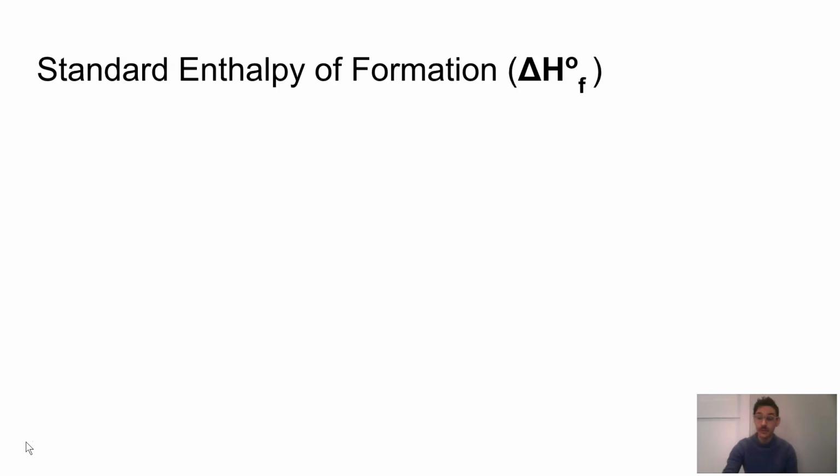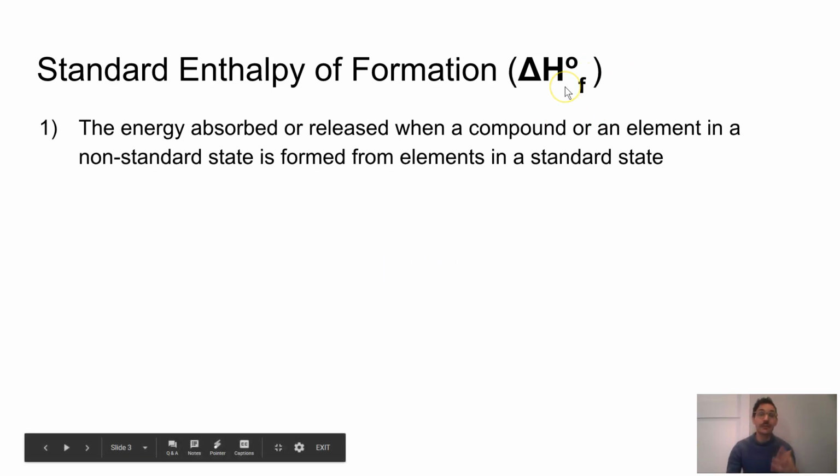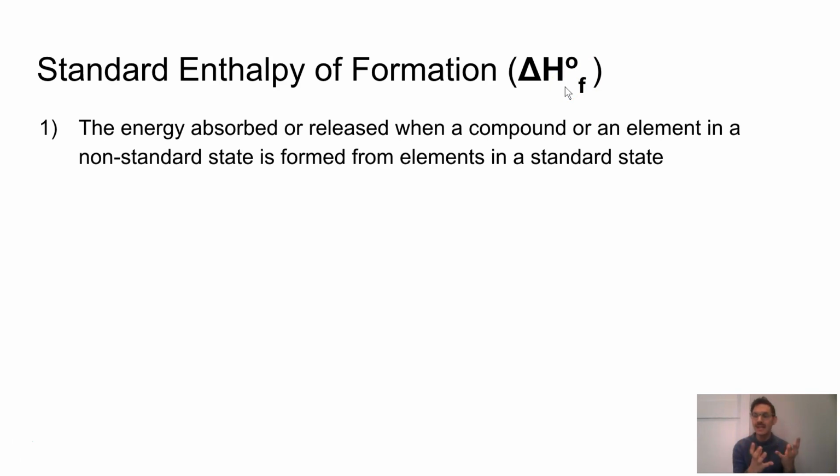So let's talk about enthalpy of formation. That's the energy that's absorbed or released when a compound, or an element in its non-standard state, is formed from elements in the standard state. So you get a little bit of carbon in the standard state, you get a little bit of sulfur in the standard state, you can mash them together and make some carbon disulfide. And from that, there will be a certain amount of energy either absorbed or released. That's going to be the delta H of formation, making something that is not in the standard state of pure elements.